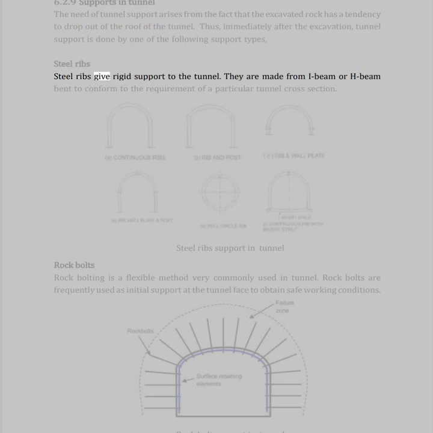Steel ribs. Steel ribs give rigid support to the tunnel. They are made from I-beam or H-beam bent to conform to the requirement of a particular tunnel cross-section. Steel ribs support in tunnel.